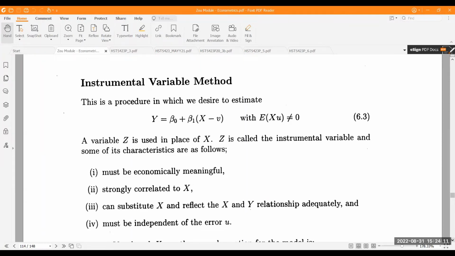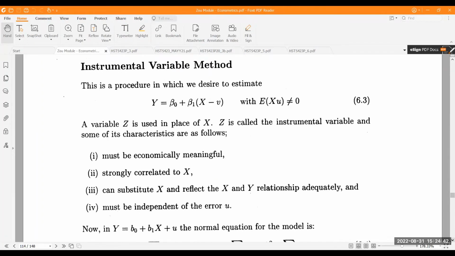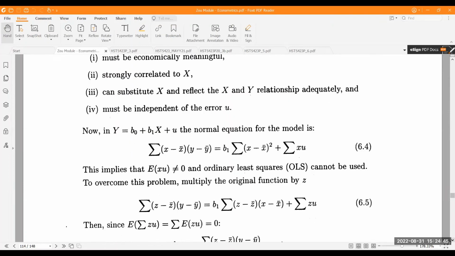Number one, it must be economically useful. All together, don't just choose any variable. It must be what? Economically useful. Number two, it must be strongly correlated to X. Number three, it can substitute X and reflect the X and Y relationship adequately. Number four, it must be independent of the error term U. So those are the four characteristics.